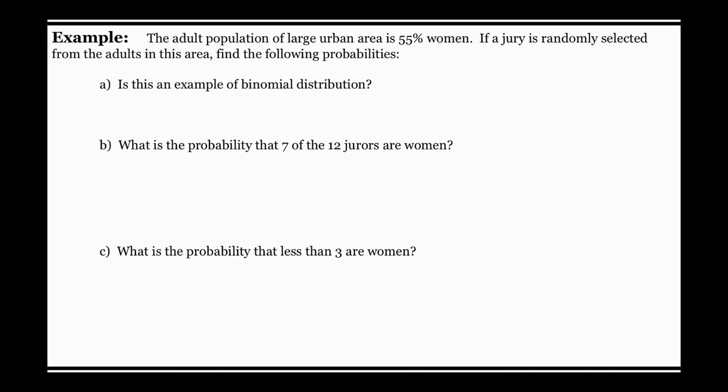The adult population of a large urban area is 55% women. If a jury is randomly selected from the adults in this area, find the following probabilities.